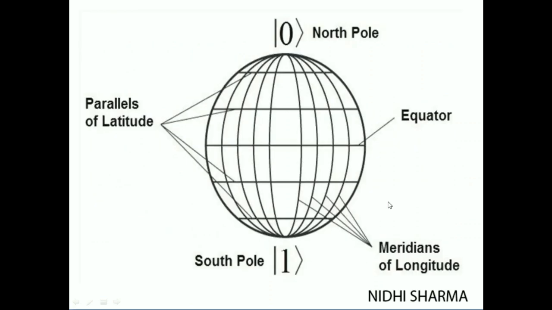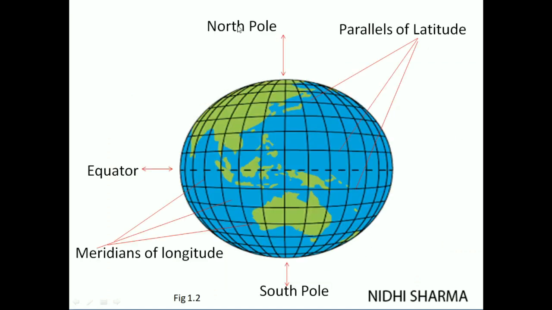Now this is the figure I have shown, which lines are the lines of latitude and which lines are the lines of longitude. And the middle line passing through the center is the equator, and this is the north pole and south pole. And this figure, in the end, children, you have to draw in your copies.